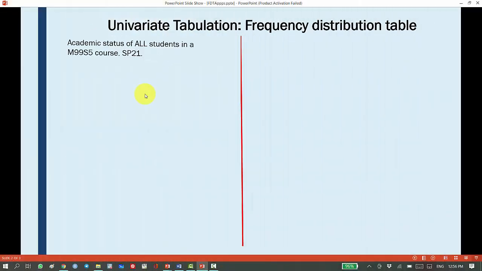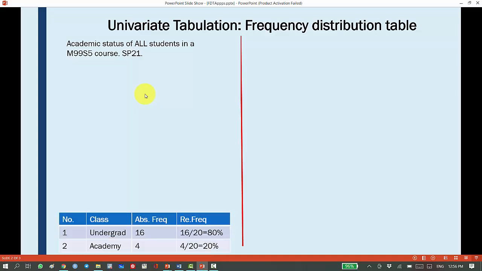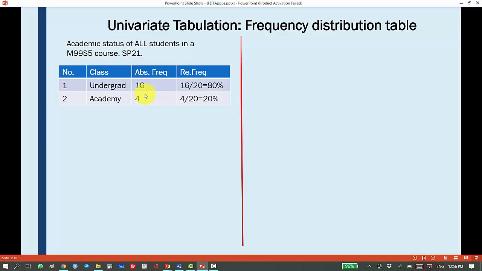The first example is regarding the academic status of all students in Math 099 Section 5 in spring semester 2021. Based on this frequency distribution table, we have 16 undergrad students and 4 academy students. The relative frequency is 80% undergrad, 20% academy.